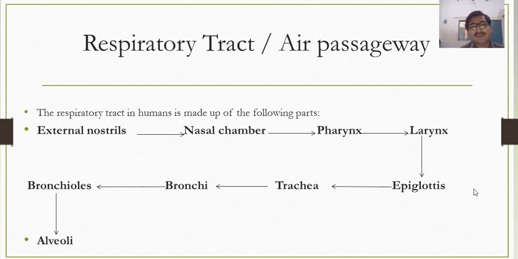The respiratory tract is the passageway starting from the nose up to the alveoli, known as the air passageway. It starts from the external nostrils, and then air leads into the nasal chamber, to the pharynx, and from the pharynx to the larynx. From the larynx it goes past the epiglottis to the trachea. Now the trachea divides into left and right, going to the left and right lungs as separate branches known as bronchi. Bronchi inside the lungs further divide into fine branches known as bronchioles. The end of the bronchioles has a sac or muscular bag-like structure known as alveoli, where the actual gaseous exchange takes place. So the alveoli is a respiratory surface.